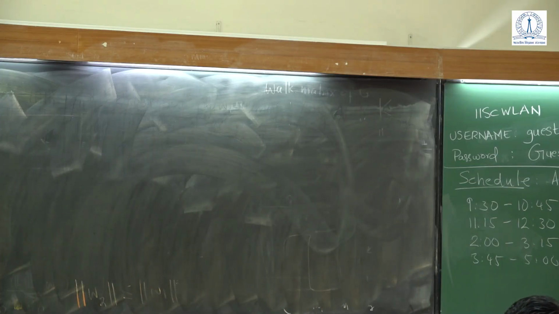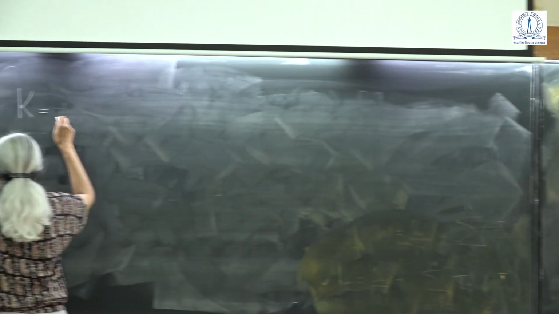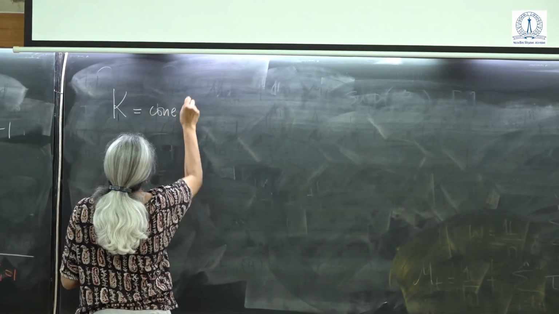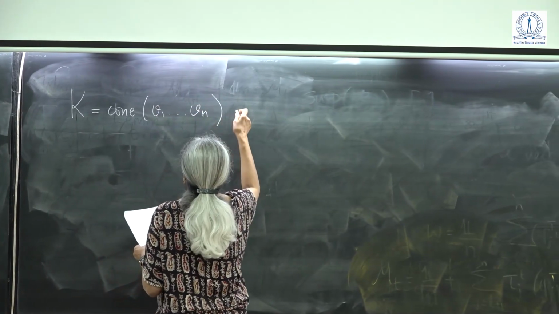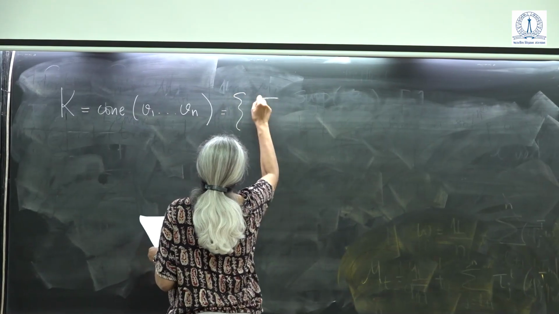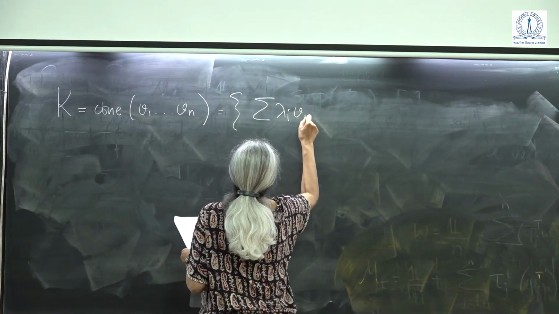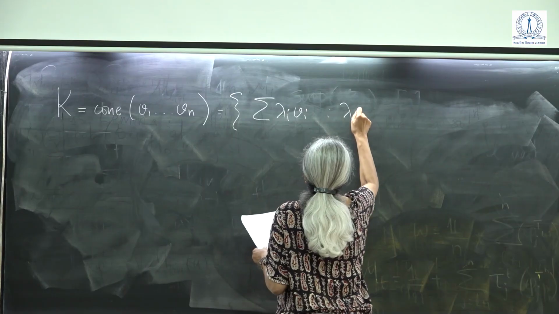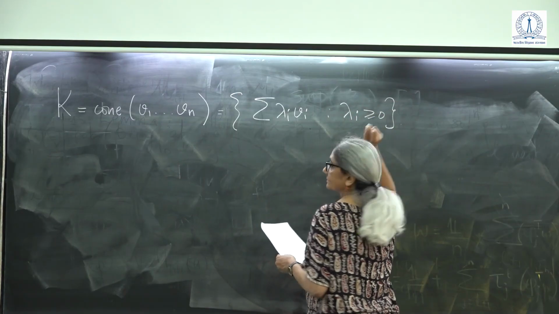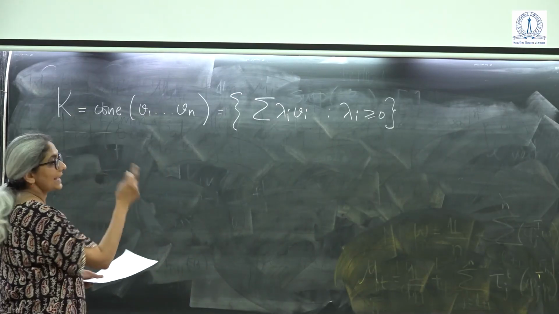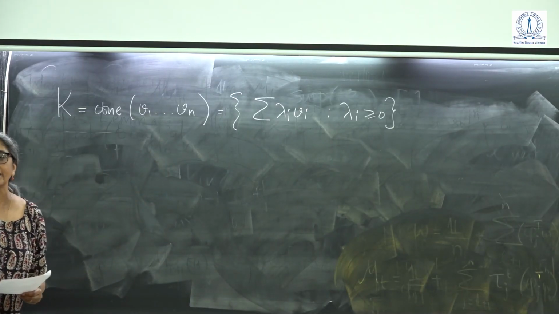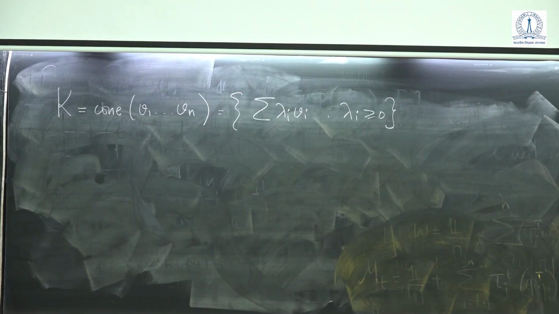So let's talk about cones. If I have K, which is equal to the cone spanned by V1 through Vn, then this is the set of all sum lambda_i V_i such that the lambda_i's are non-negative. So this is a cone. The first thing you can check is that if you have something in it and you scale it positively, it's still in it.